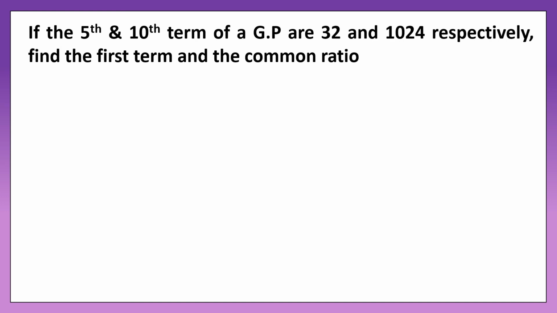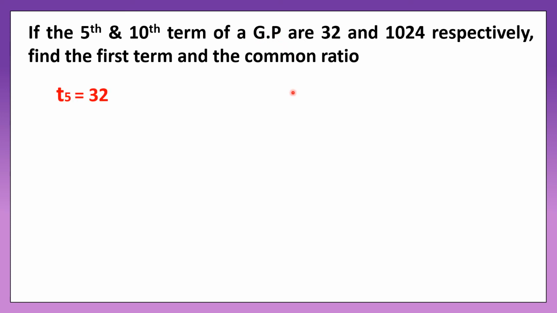And now we can solve another question. The question is, if the 5th term and the 10th term of a GP are 32 and 1024 respectively, find the first term and the common ratio. How to find the first term and the common ratio when the 5th and the 10th term, or when two terms of a GP are only given? Let us try doing that.